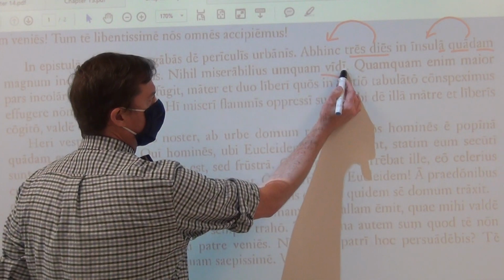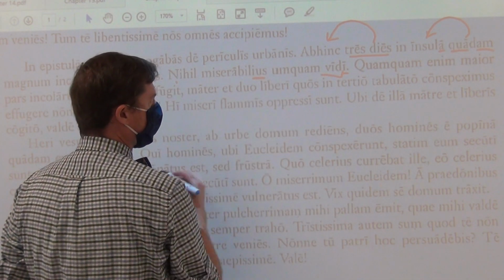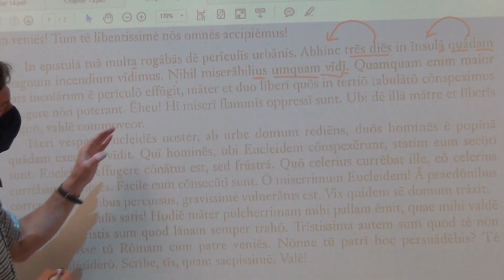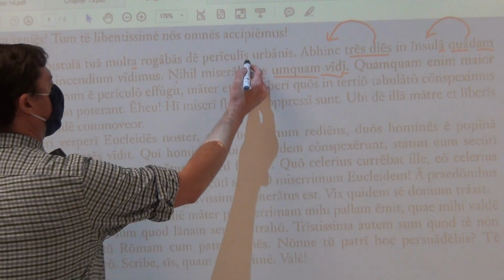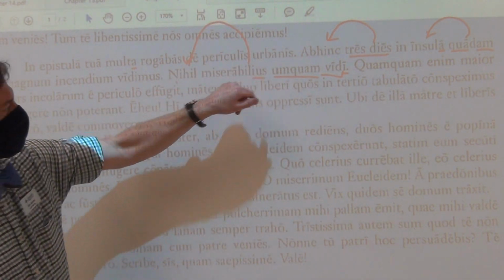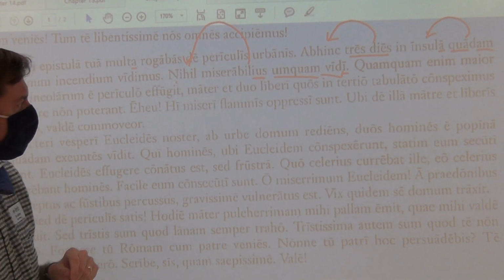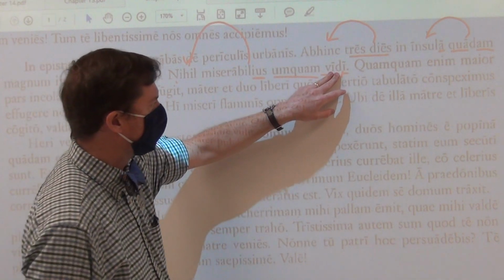I have seen, perfect tense with a perfect ending, nothing more miserable ever. This is not the adverb more miserably, but because it's modifying something neuter in the nominative or accusative here, it has that IUS instead of an IOR. So, nothing more miserable ever have I seen.